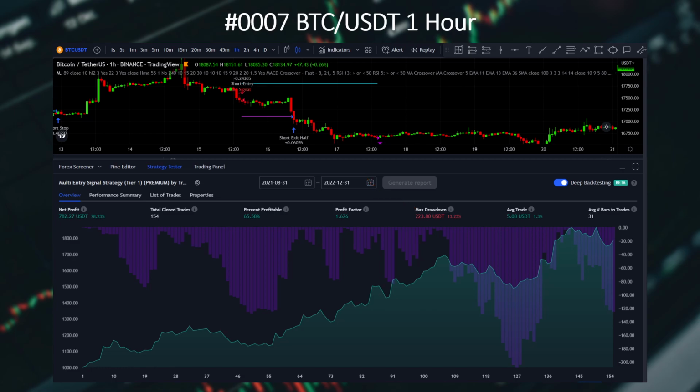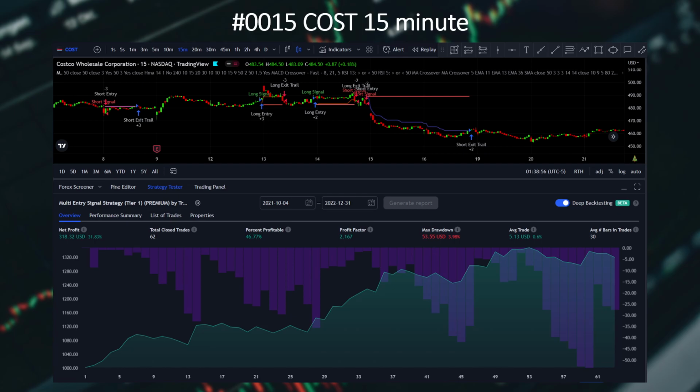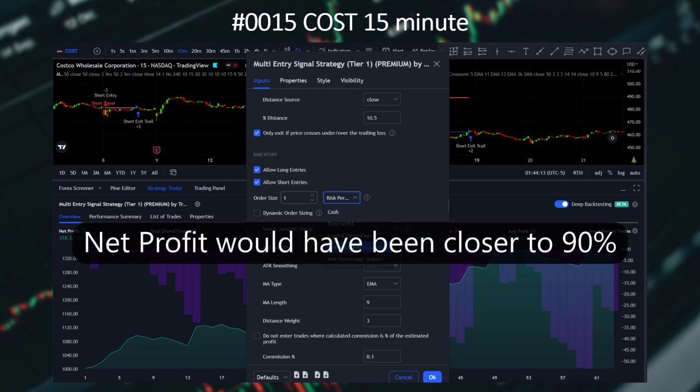And finally, let's take a look on a result generated with the 0015 optimization. These results are generated on the Costco stock. The strategy only took 62 trades, which is below my preferred trade count, but after 62 trades, this optimization generated 31% net profit, had a 2.167 profit factor, and only 4% max drawdown. Which means we can safely increase the position sizing from the current 1% risk per trade to, for example, 3% risk per trade. That way, the net profit would have been closer to 90%.